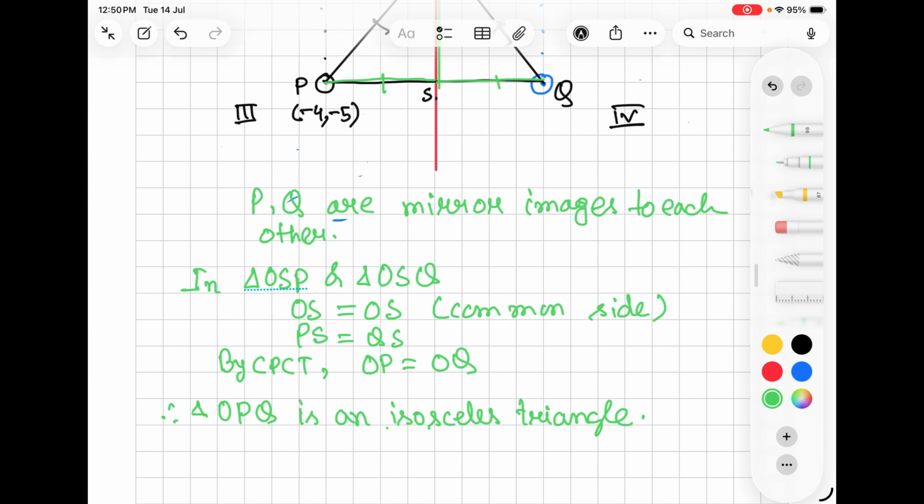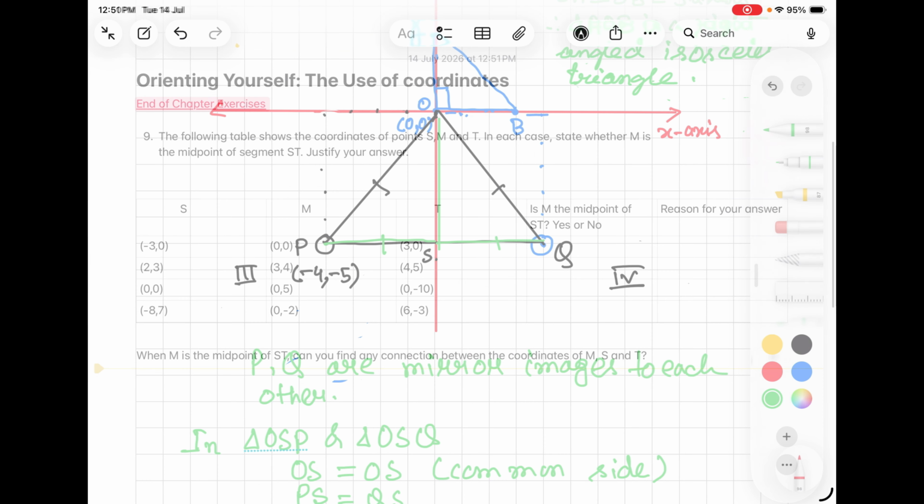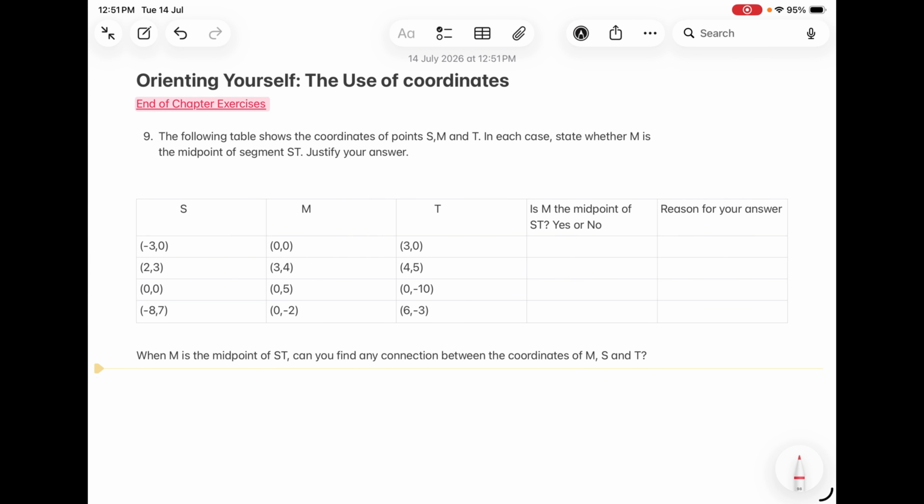Let's solve the next question. Question number 9: the following table shows the coordinates of points S, M and T. In each case, state whether M is the midpoint of segment ST. Justify your answer. Here we are using the midpoint formula. Do you know the midpoint formula? What is the midpoint formula?